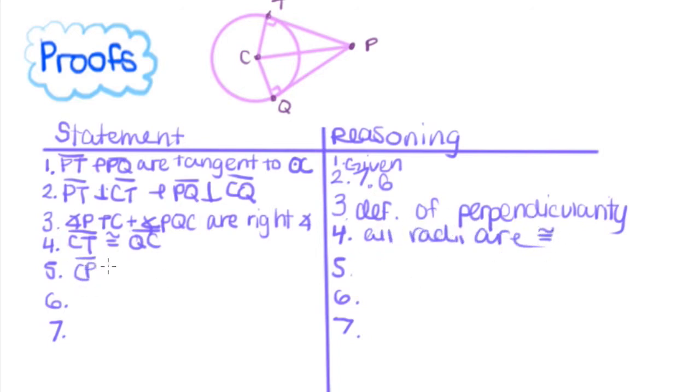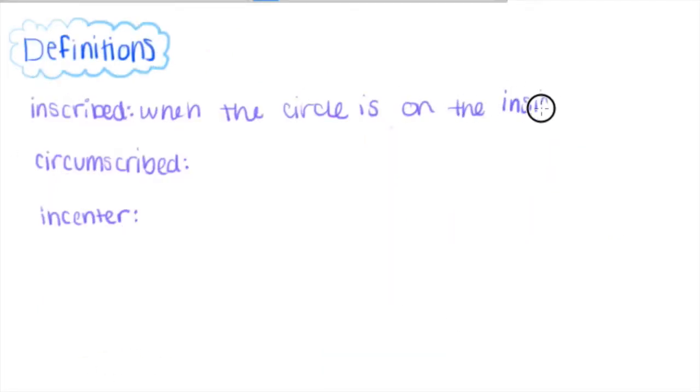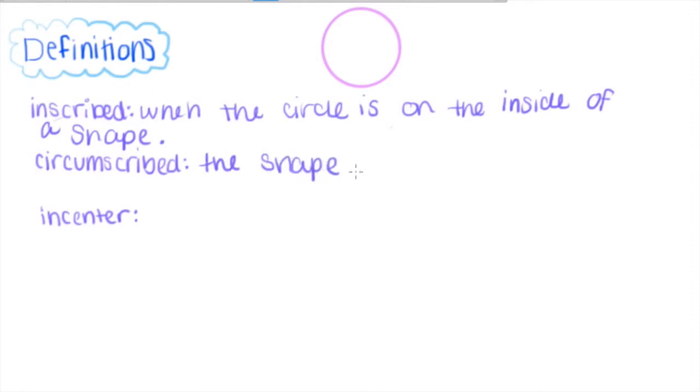And triangle CTP is congruent to triangle CQP because of the hypotenuse leg theorem. And finally, PT is congruent to PQ because of CPCTC. Some more definitions. First, inscribed is when a circle is on the inside of the shape.